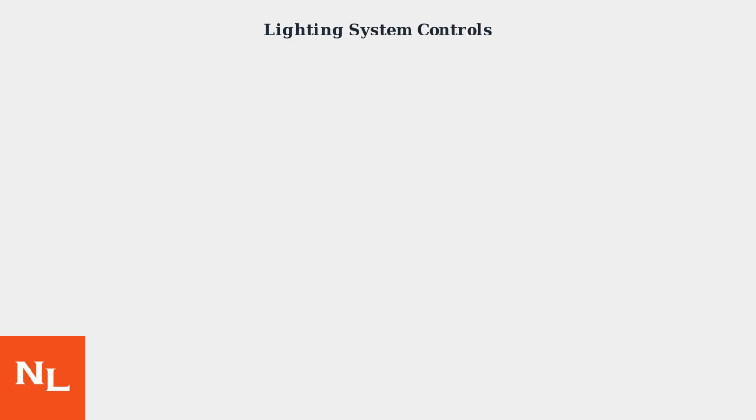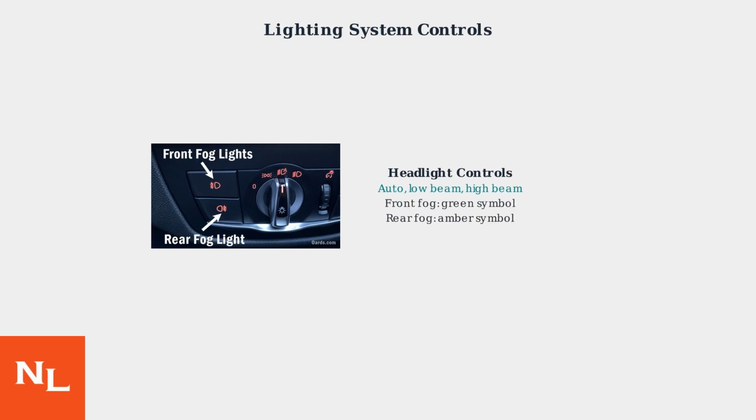Lighting controls manage your vehicle's visibility systems. These include headlights, fog lights, and interior lighting with standardized symbols. Headlight controls typically offer automatic, low beam, and high beam settings. Fog light buttons use green symbols for front fog lights and amber symbols for rear fog lights, following international standards.